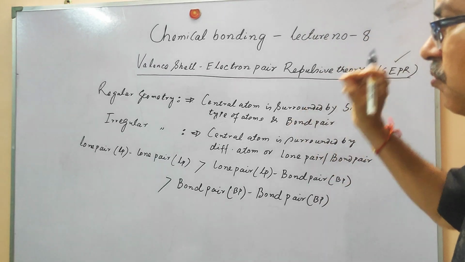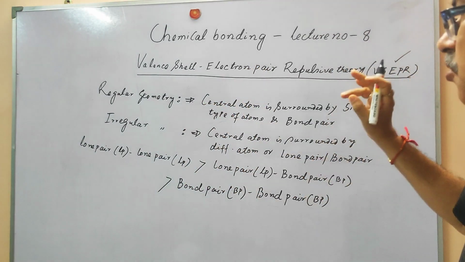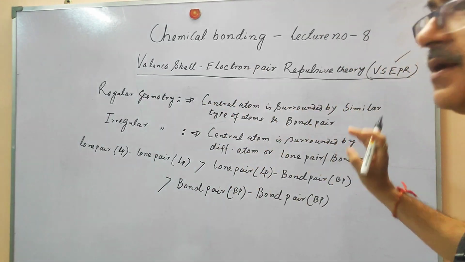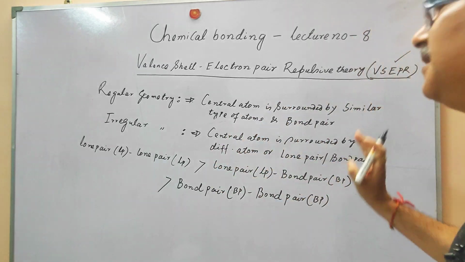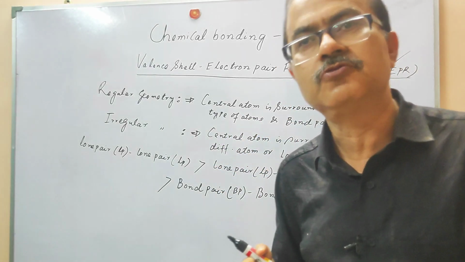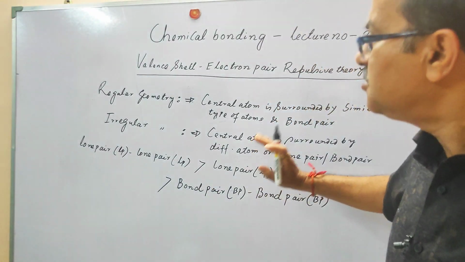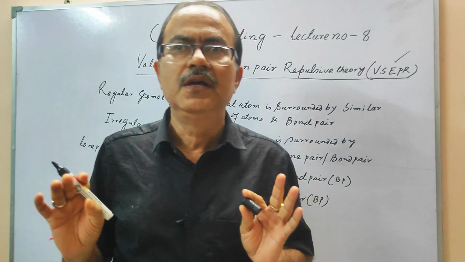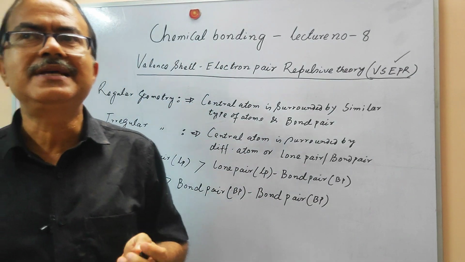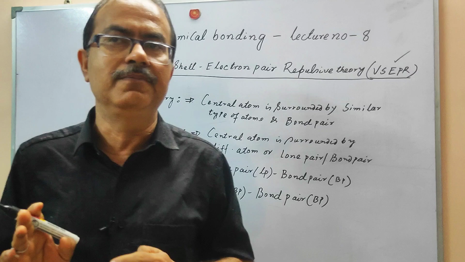That is, lone pair-lone pair repulsive interaction is the maximum, followed by the lone pair-bond pair repulsive interaction, and bond pair-bond pair repulsive interaction is very minimum as compared to the other two. Okay, and you have to understand this very well, so that you are able to understand the geometry of the molecules very well.